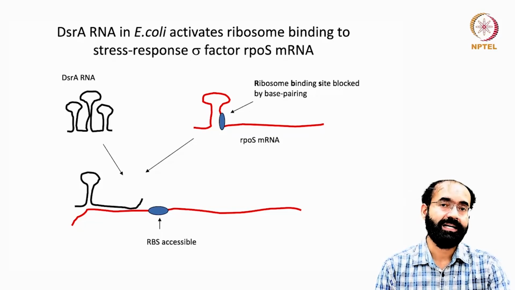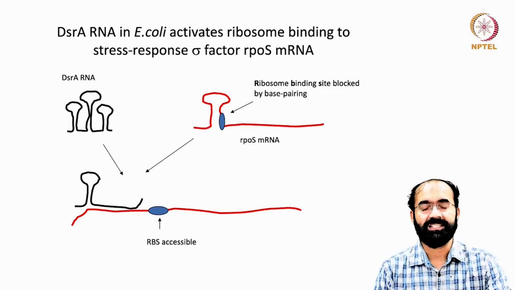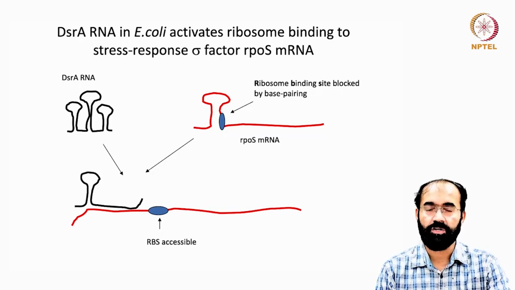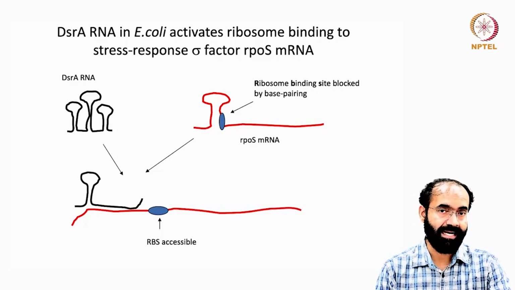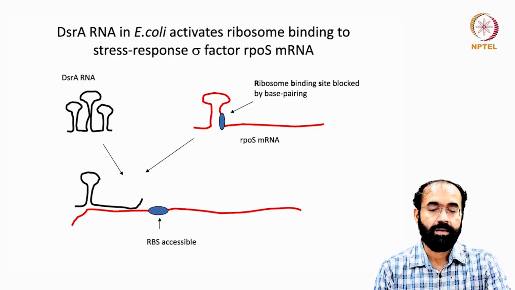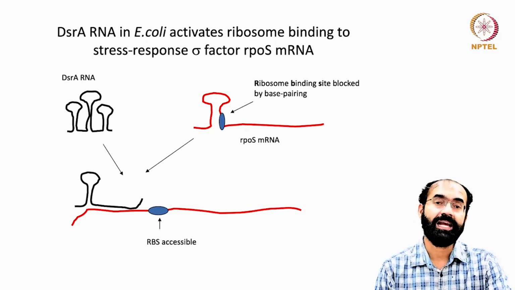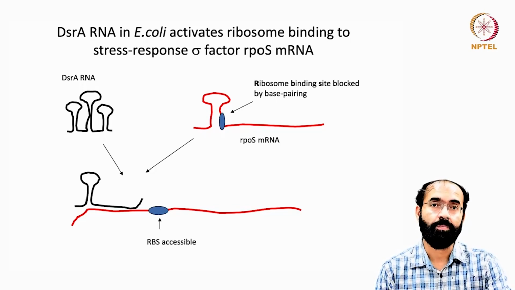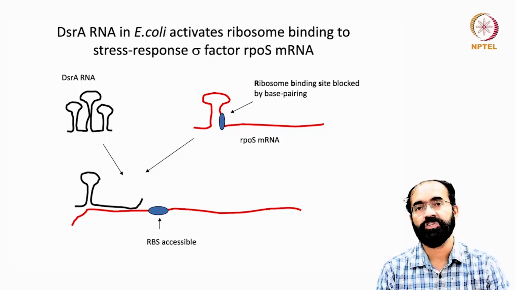So rpoS RNA, which is a sigma factor RNA, if it is present, doesn't mean it will get translated. By default it is kept suppressed. It is not getting translated, but it will wait for the secondary regulator, that is an antisense RNA, DsrA RNA. If DsrA RNA comes into the picture, then this rpoS RNA pairs with it and it blocks this secondary structure formation, because it is now opened up, pairing with this DsrA RNA, which will expose the ribosome binding site, and this rpoS protein can be formed.